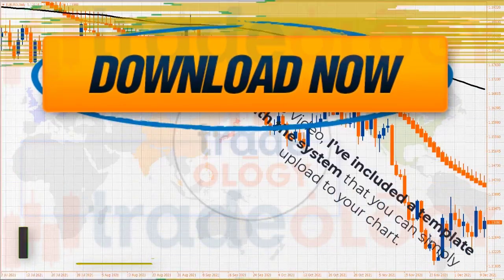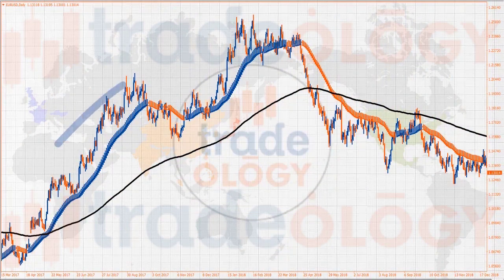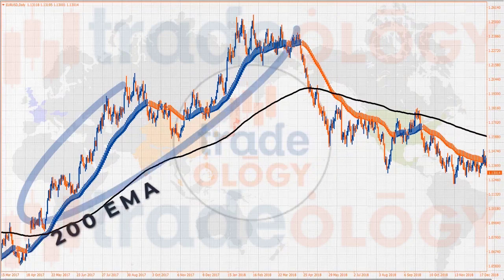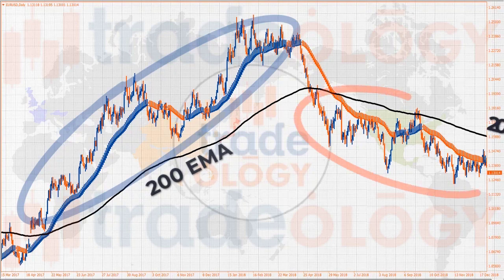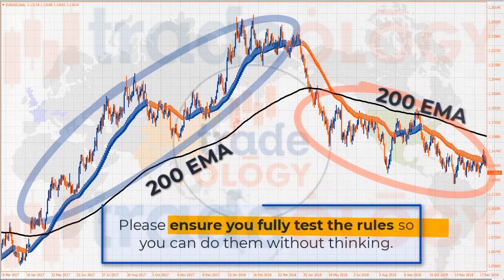Trading rules. Only buy above the 200-period EMA once you have two Heiken Ashi candles pointing to the upside. Conversely, we're going to sell only below the 200-period EMA once we have two Heiken Ashi candles pointing to the downside. Please ensure you fully test the rules so you can do them without thinking.